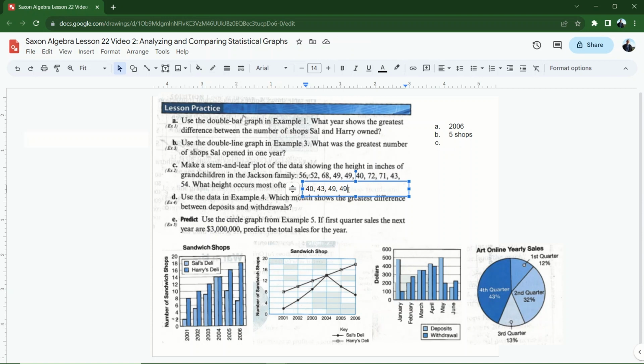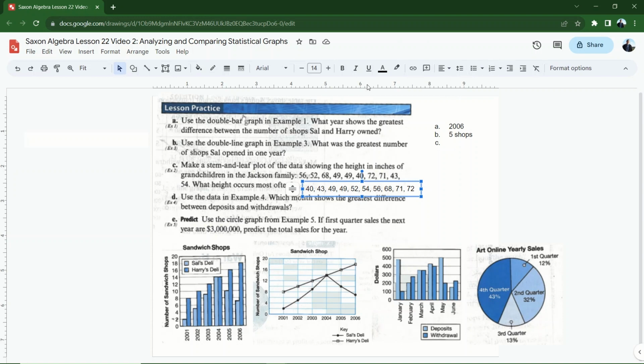Let's see, 50s, I have 52 here. 54 got printed down on the next line, so don't forget that one. And then 56. So I have all of my 40s, 1, 2, 3, 4 40s. 1, 2, 3 50s, I got those. 60s is just 68. And then 70s are 71, 72. All right, so I have a total number of data points. Count them up: 1, 2, 3, 4, 5, 6, 7, 8, 9, 10. Didn't miss any. Bam.